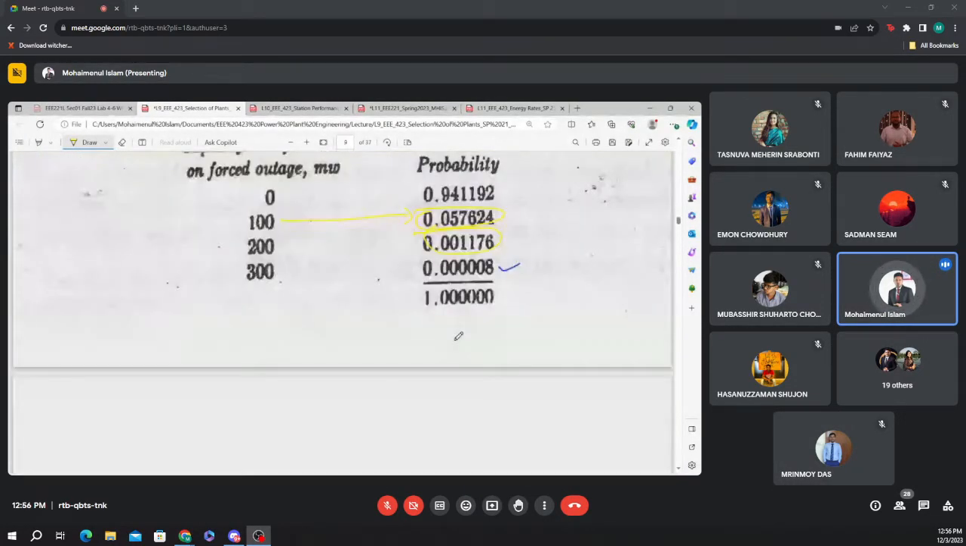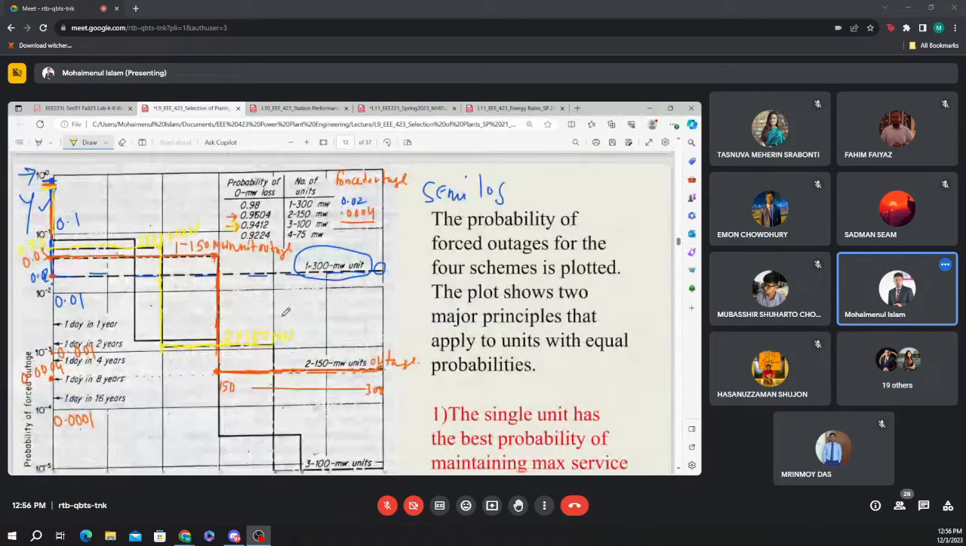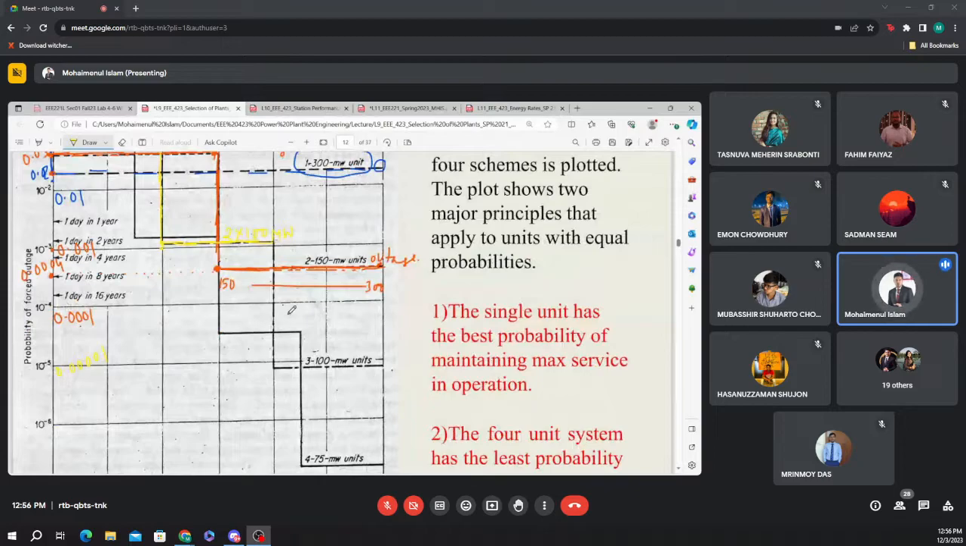So what is the value? 0.00008. So you should fall this up to this point, 10 to the power minus 5. That means 0.00001. So the value is less than that, so maybe below this point. This is 0.00008.